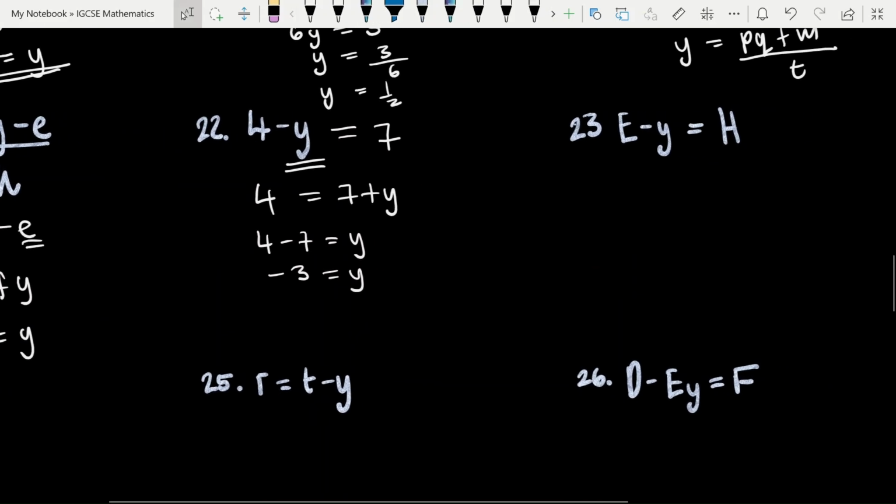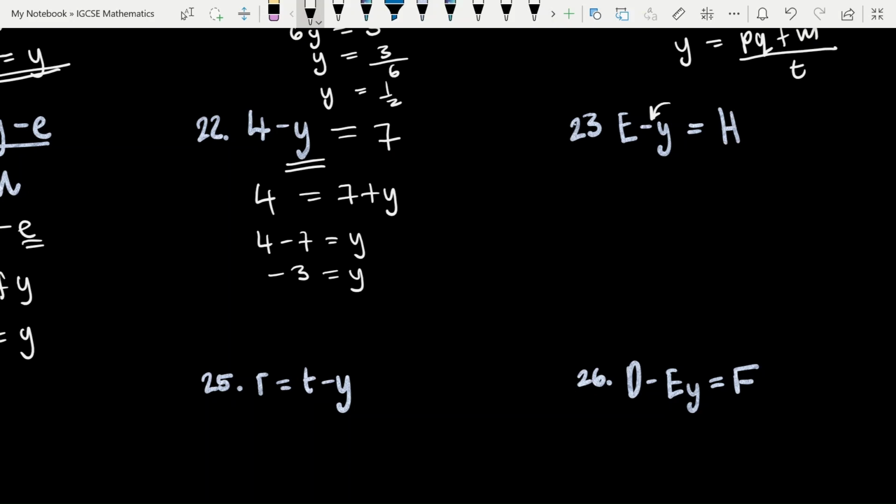Let's go to number 23. Okay, we've gone a long way. We're doing well. E minus y is equal to h. What's the first thing you notice? Oh my, I have a negative y. Remember, how do you know it's negative? You look at the sign in front. If the sign in front is a negative, then it's a negative number. So, I can't deal with it right now. What should you do? Make it positive. Then you can start doing the subject of the formula.